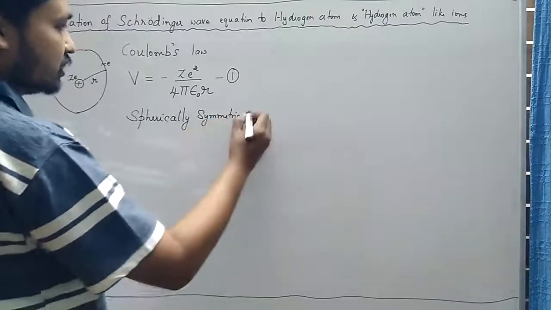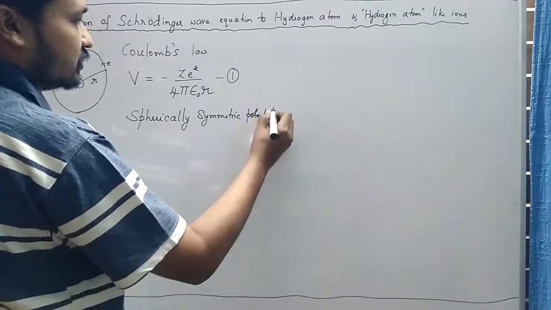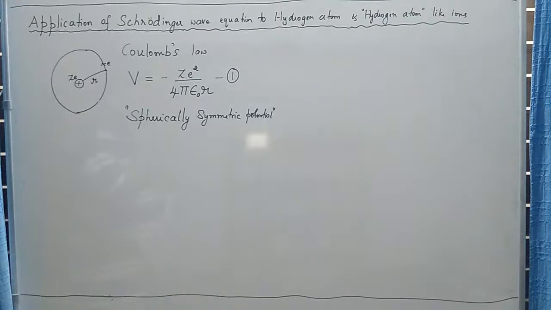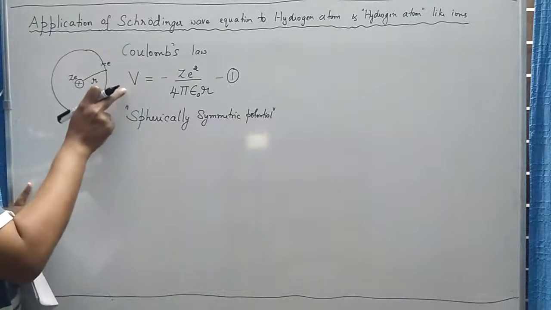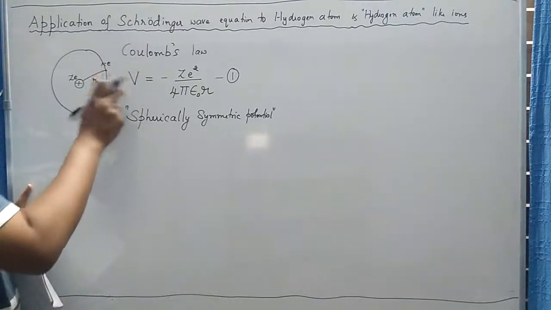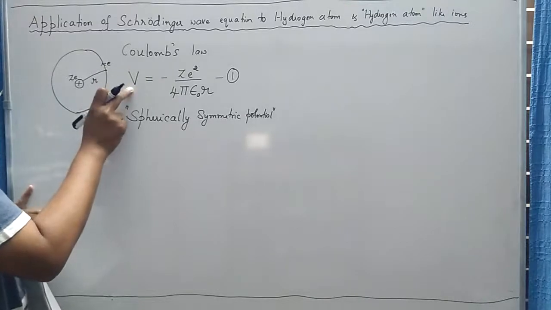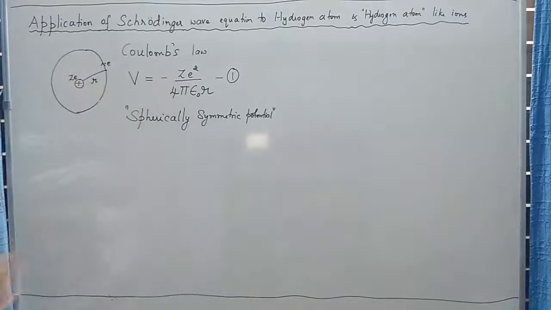spherically symmetric potential. So this is called spherically symmetric potential. What is the meaning of spherically symmetric potential? The meaning of this is that this type of expression for potential energy suggests that the potential energy V only depends on the distance of the electron from the nucleus.